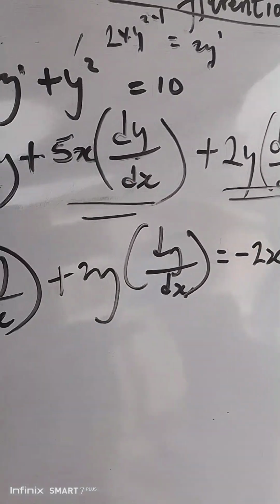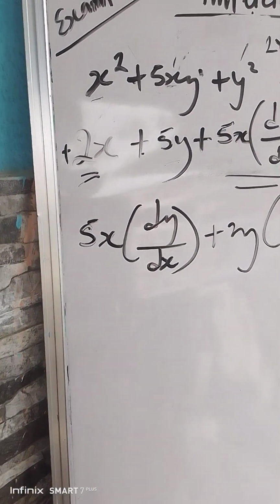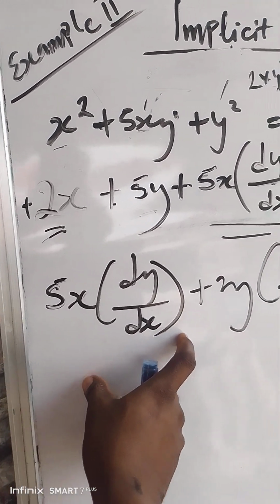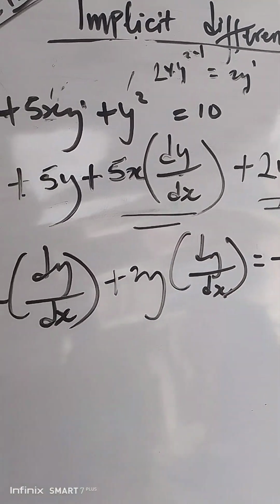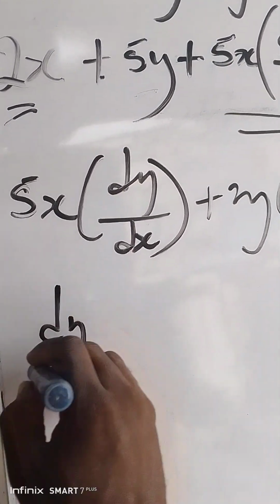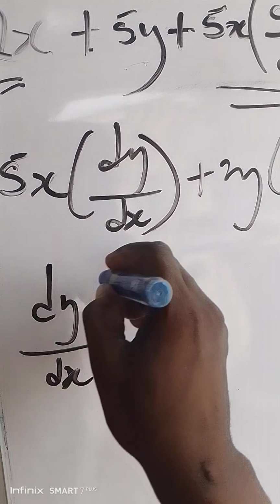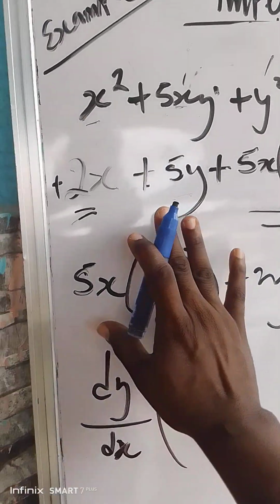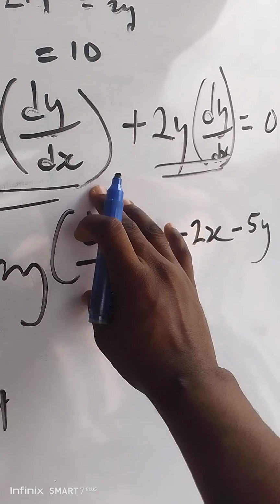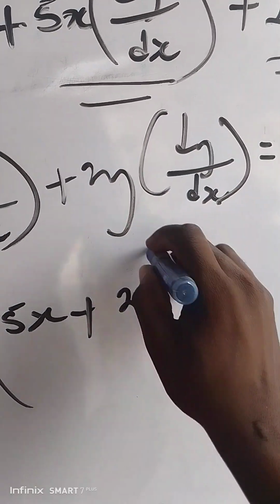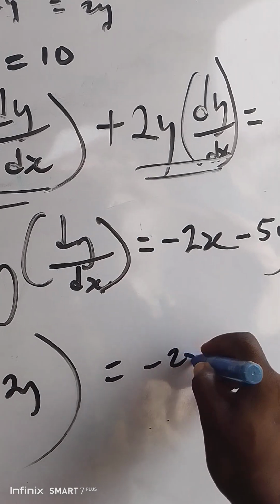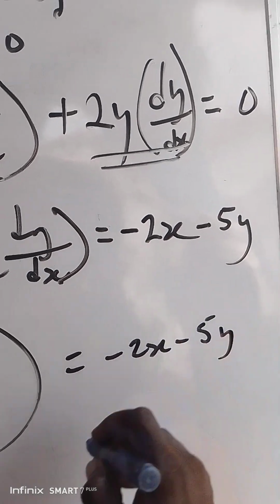Okay, so having done this, then we factorize this term. 5x dy/dx plus 2y dy/dx have something in common, which is dy/dx. So if I bring out the dy all over dx here, open a bracket, if I divide, I will have 5x left, plus if I cancel this, I will have 2y left, close the bracket, which is equal to minus 2x minus 5y.